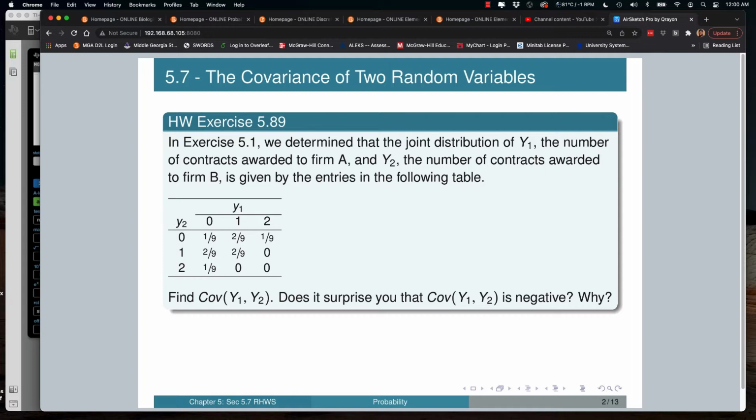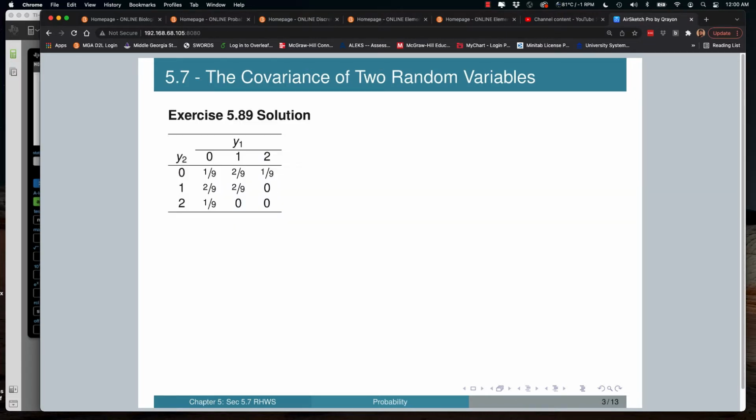Does it surprise you that the covariance is negative? And why or why not? I think that's kind of a silly question in this case because we don't know, but they're telling us it's going to come out negative. So we're going to go ahead and do the expected value of y sub 1 times y sub 2, which we know from the covariance formula we need.